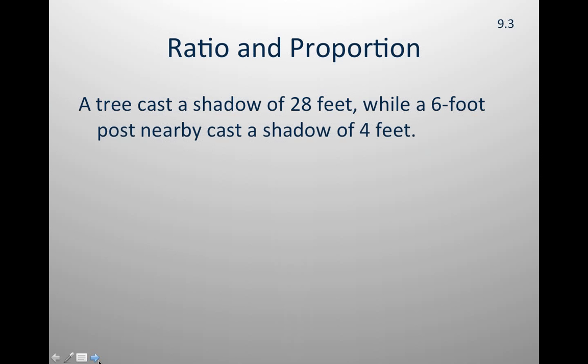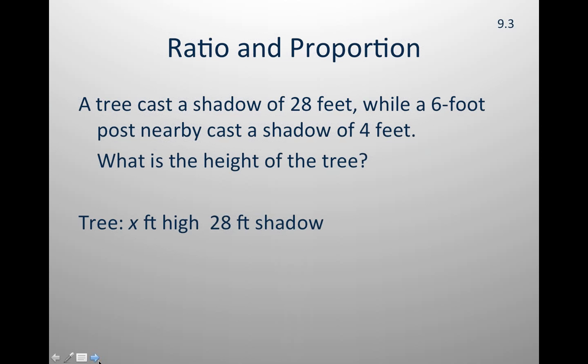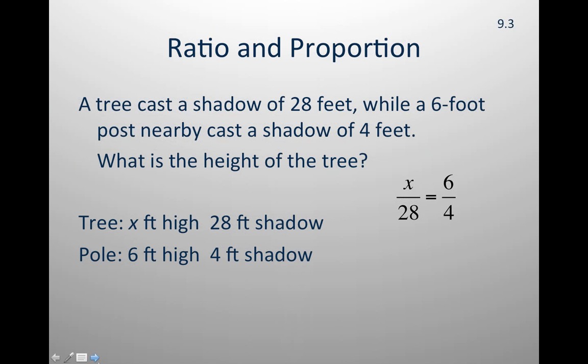Okay, so here's another problem. Now this problem, we're going to have shadows and feet. I think that'd probably be the best way of doing it. Okay, and so you can see the feet were put on the top. The height of the tree is unknown, so the feet are unknown. We cross multiply here again, and that gives us 4x equals 168. Divide both sides by 4. x equals 42.